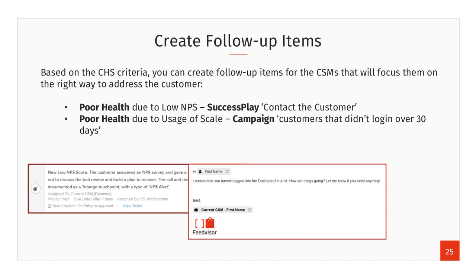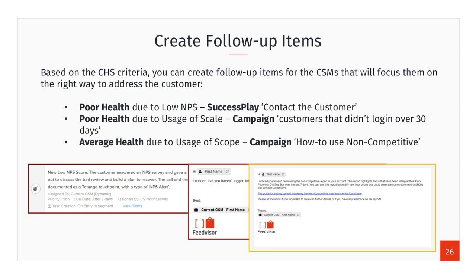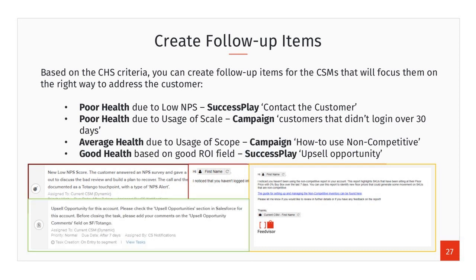However, we're trying to utilize those tools not only for poor health. So for example, if we have an average health because they didn't use one of our use cases, under usage of scope, then we also have an auto campaign with a training guide on how to use one of our use cases. It's called non-competitive. And we even use it for good health, because if we have a good ROI field, then we open a success play for the CSM with an upsell opportunity and focus the success manager on this account because it might have a good upsell opportunity.